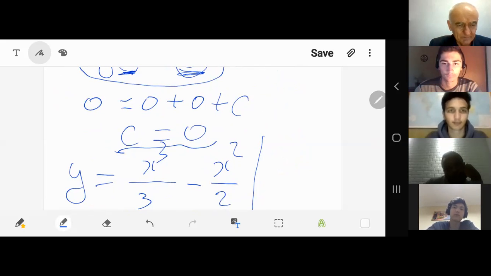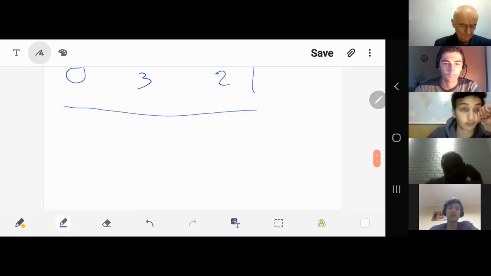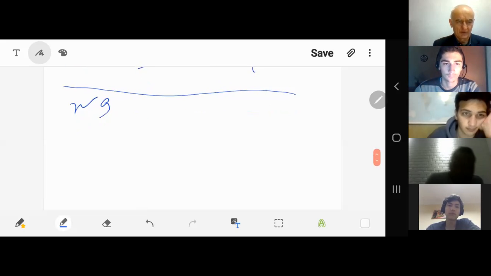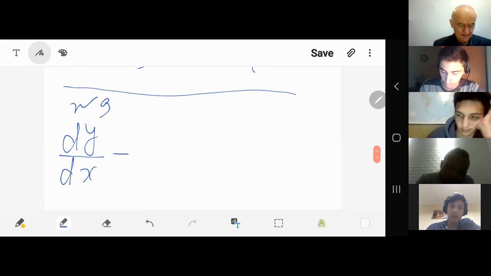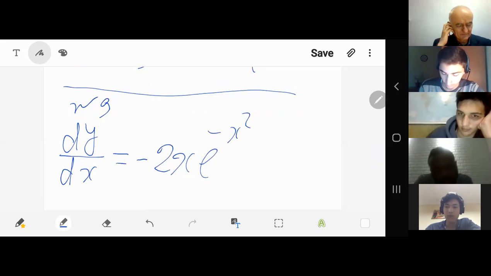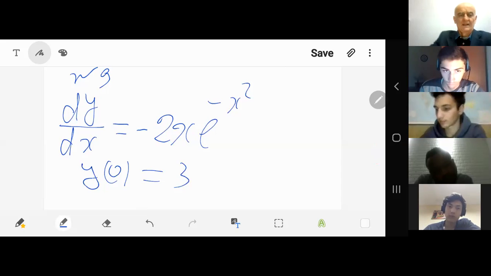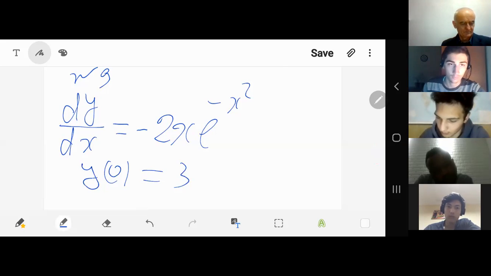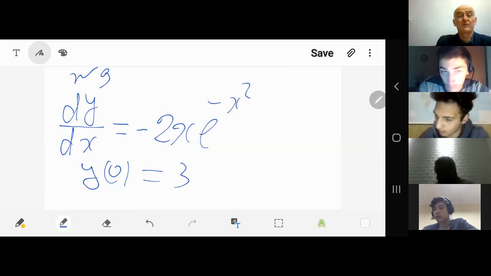In the next example it will be more clear. This example is number 9. I will write it down. So here is given: dy over dx equals minus 2x e to the power of minus x squared, and given that y(0) equals 3. Write it down, please. Start solving and I will follow you after 20 seconds.